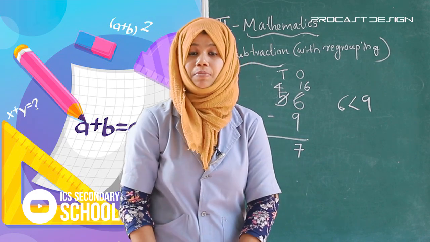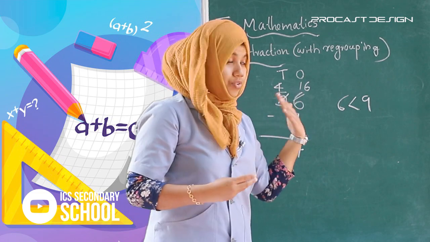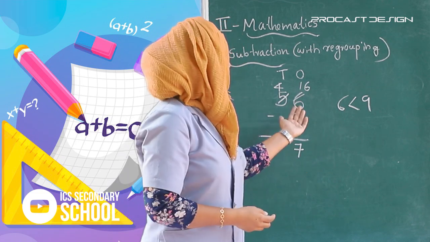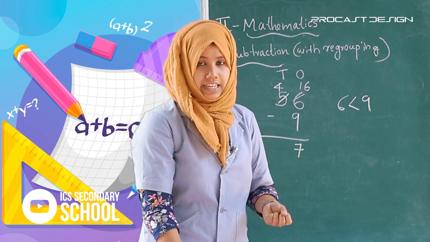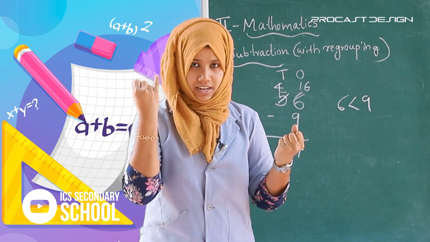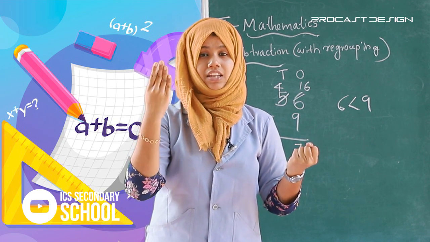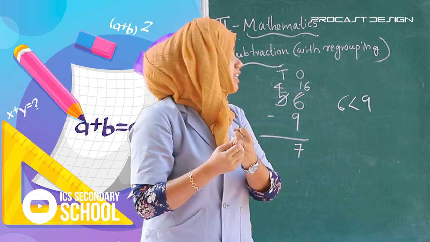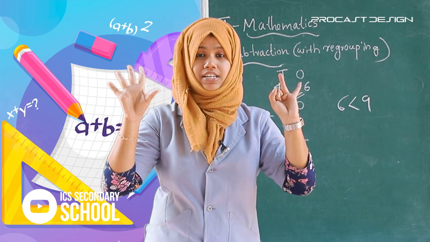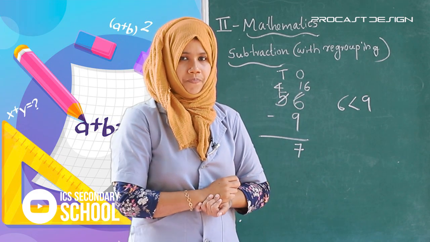16 minus 9 is 7. We can start from 9 and count: 10, 11, 12, 13, 14, 15 and 16. How many fingers? Yes, 7. So we write 7 here.